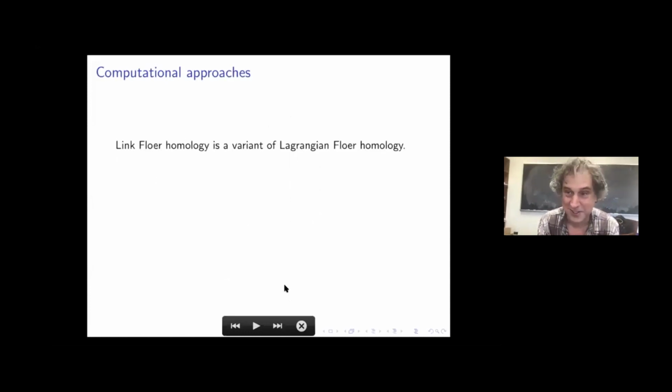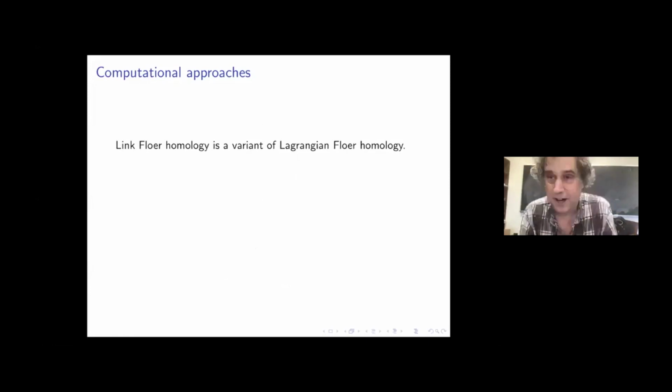Or jokes, or, okay. So I'd like to describe a computational approach to computing link Floer homology.